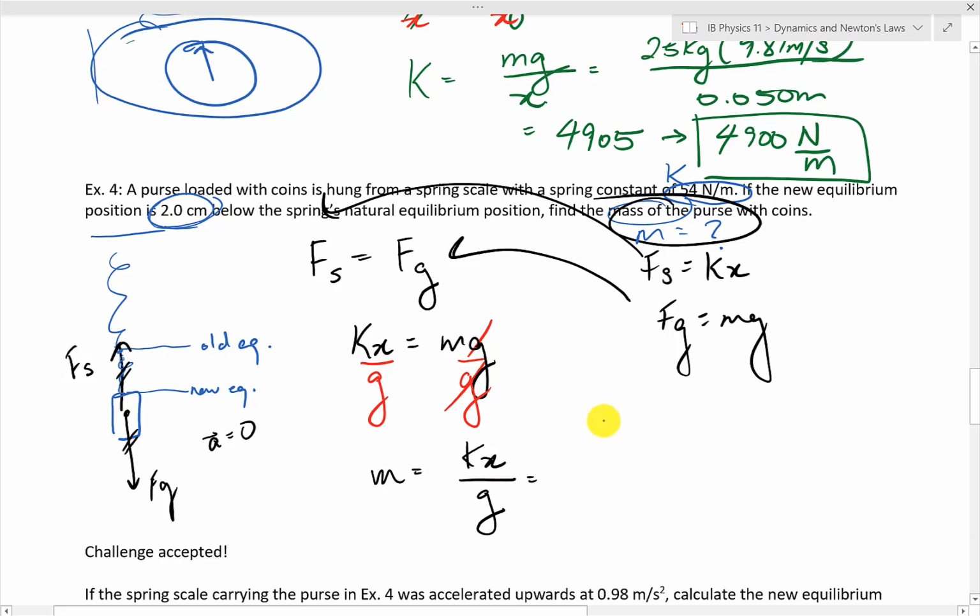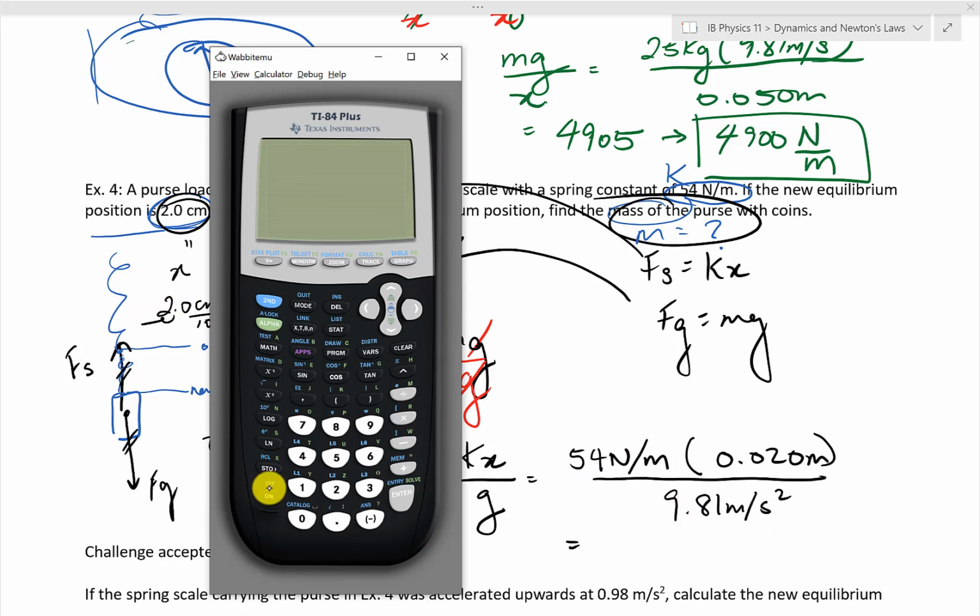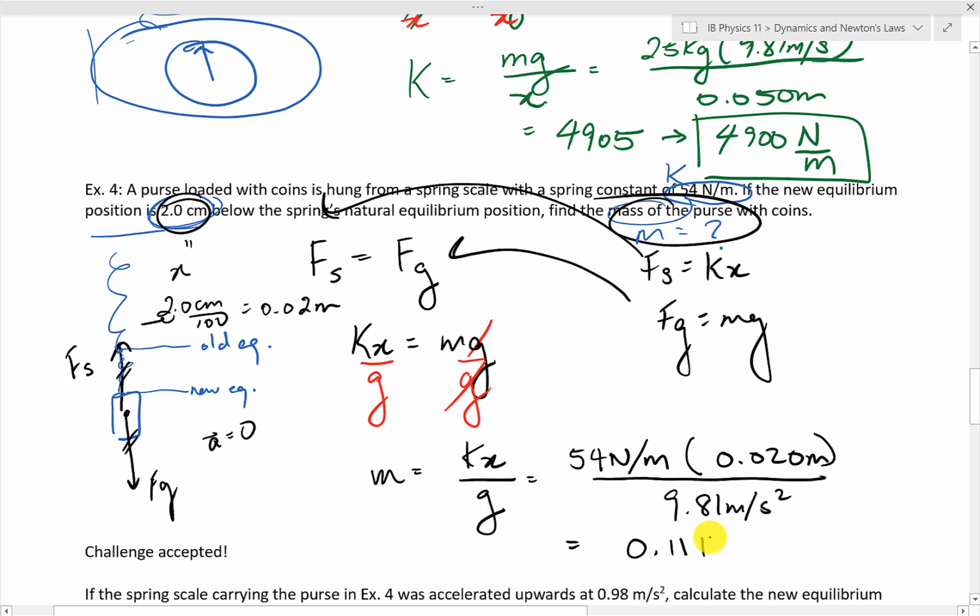We substitute that in, solve for mass, and we get the following. Putting in our numbers in our equation, don't forget to convert the 2 centimeters into meters by dividing by 100, and after we calculate that out, we get 0.11 kilograms. Okay, so here's our solutions.